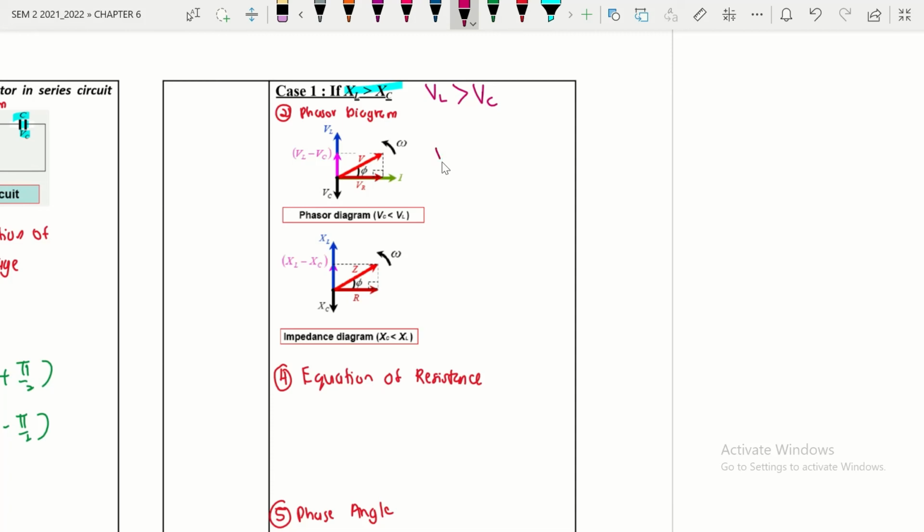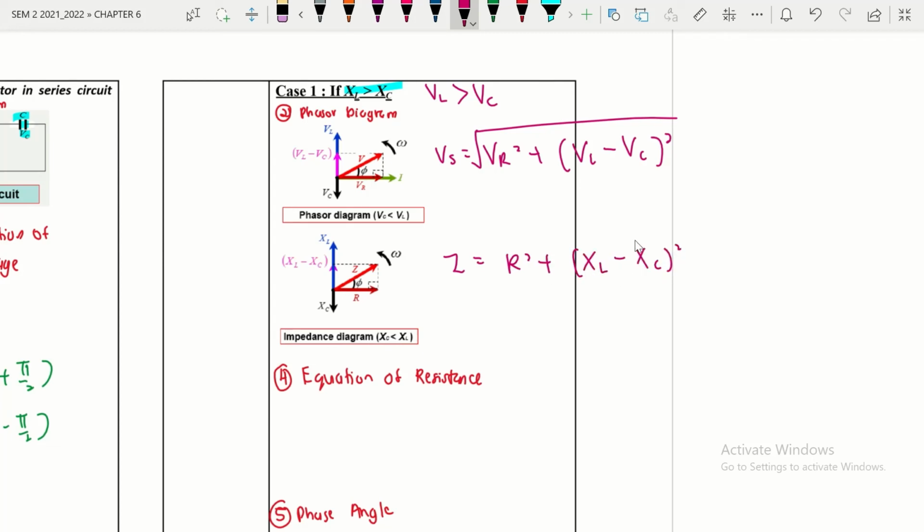So the supplied voltage, kalau kita nak cari supplied voltage dia akan jadi square root of VR squared plus (VL minus VC) squared, sebab voltage untuk inductor lebih besar daripada capacitance, kita akan tolak. Sama juga kalau kita nak cari impedance dia akan jadi square root of R squared plus (inductive reactance tolak capacitive reactance) squared. So, equation of resistance dia sama juga. Dia adalah supplied voltage equals to current darab dengan Z. Jadi, Z kita akan jadi supplied voltage over current.